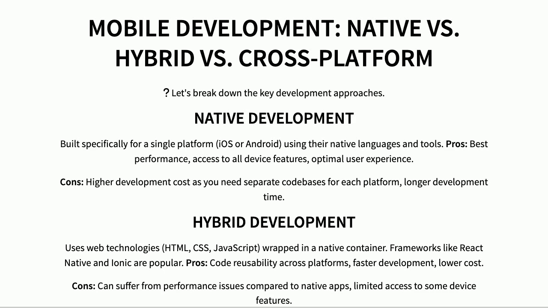Then we have hybrid development. This uses web technologies like HTML, CSS, and JavaScript, wrapped up in a native container. It's faster and cheaper than native because you can reuse some of your code across platforms, but performance might not be quite as good. Finally, there's cross-platform development, which allows you to build one app that runs on both iOS and Android from a single code base, offering great efficiency. The best choice really depends on what you're trying to achieve with the app.